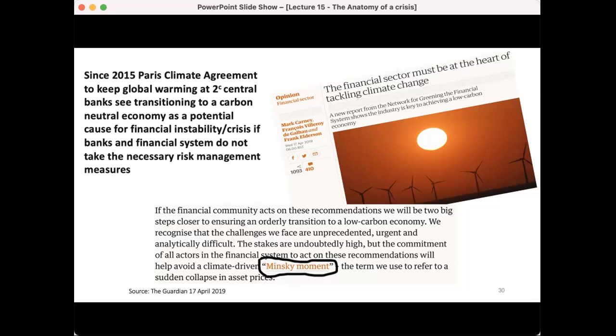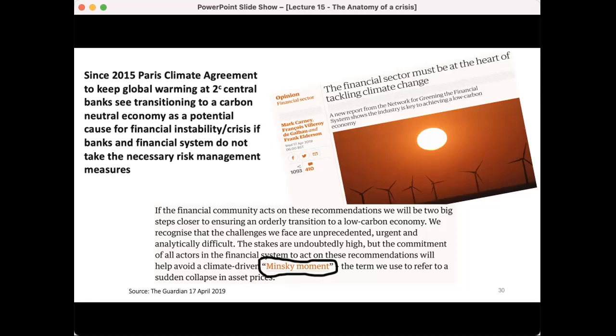And what the bit of text underneath says is, if the financial community acts on these recommendations, we'll be two steps closer to ensuring an orderly transition to a low carbon economy. We recognize that the challenges we face are unprecedented, urgent, and analytically difficult. This is text from the actual article, by the way. The stakes are undoubtedly high, but the commitment of all actors in the financial system to act on these recommendations will help avoid a climate-driven Minsky moment, i.e. loss of capital is what they're terming. The term that we're using to refer to a sudden collapse in asset prices.